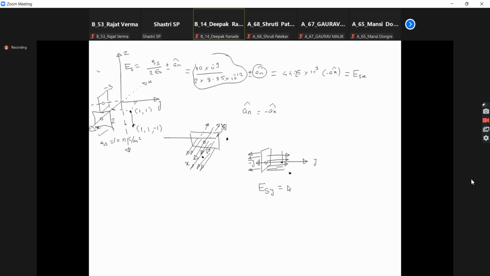Here it's 15 nanocoulomb as far as I remember. 15 into 10 raised to minus 9 divided by 2 into 8.85 into 10 raised to minus 12. And the direction is going to be positive ay. So the total electric field intensity because of these two surface charge densities will be the difference. Now you can tell me the actual figure for the first part of the problem.